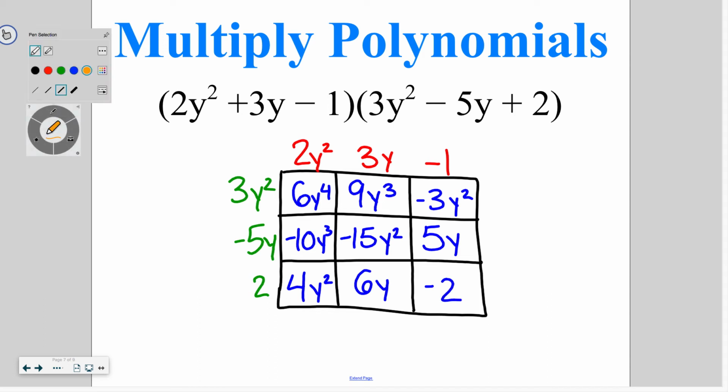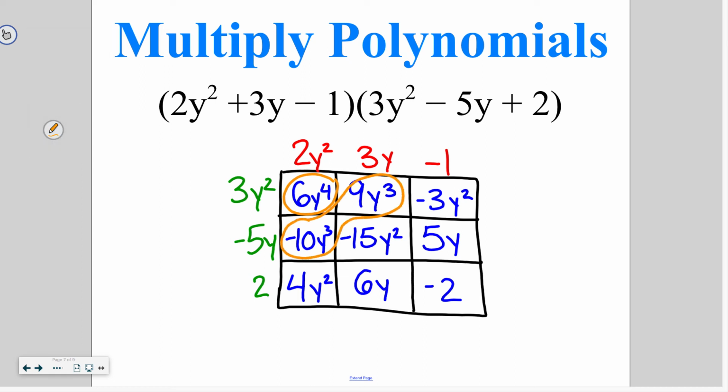Final step, go through and look for our matching exponents. So we've got our power of 4. We've got a couple with a power of 3. We've got 3 pieces now that have to the second power, a couple of regular y's, and then a negative 2. So starting, we've got our 6y to the fourth power.